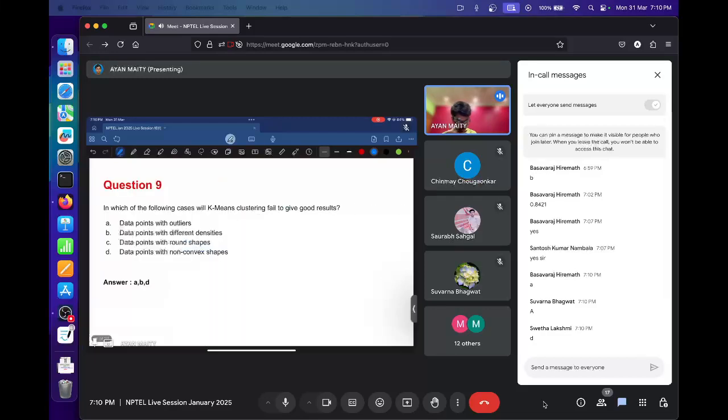So the correct answers are A, B, D. Three options are correct here. So option A says that data points with outliers. If there are outliers, K-means would not be able to detect whether a given point is an outlier or not. It would treat all the points similarly, and outliers can hamper the cluster structure in the K-means clustering algorithm. So if you have outliers in the data set, then it would not be able to give a good result.